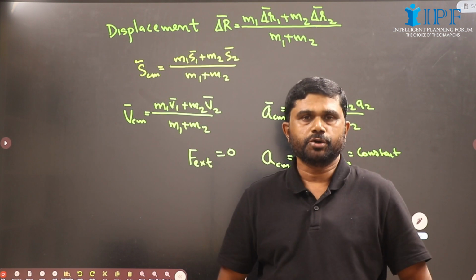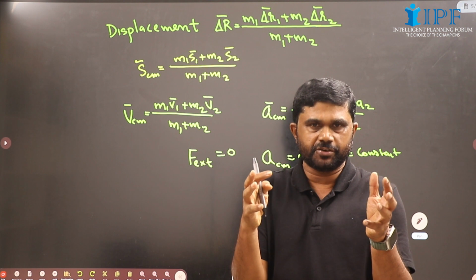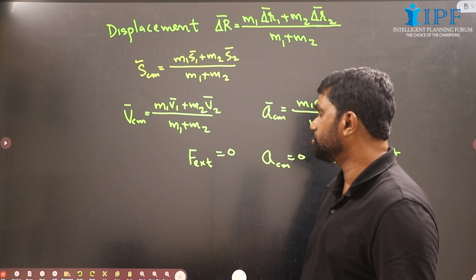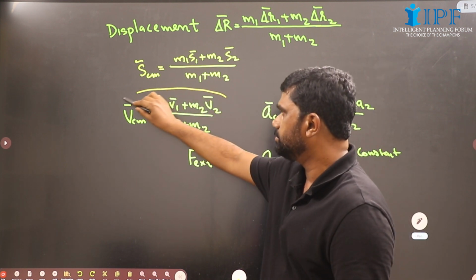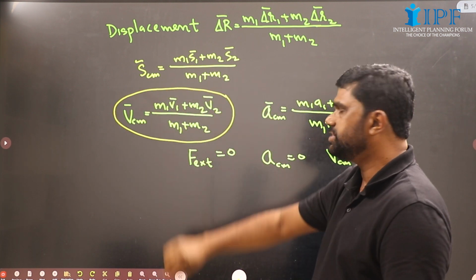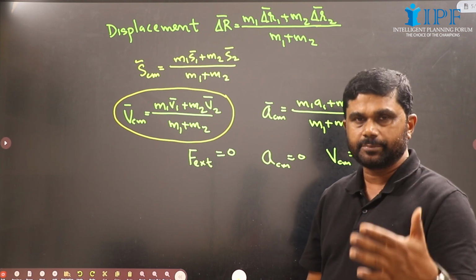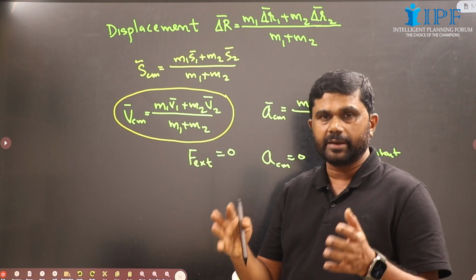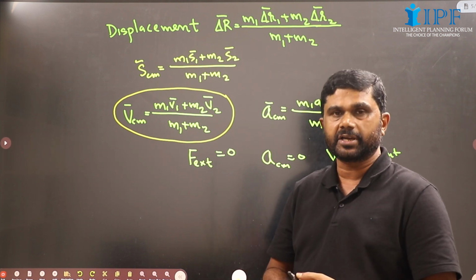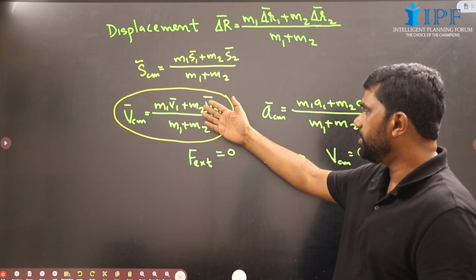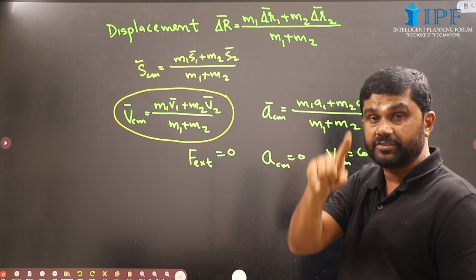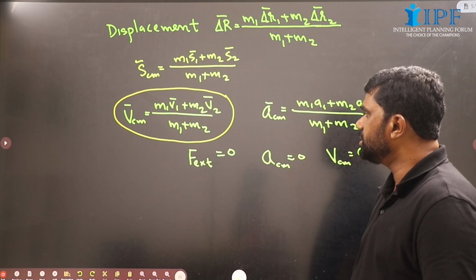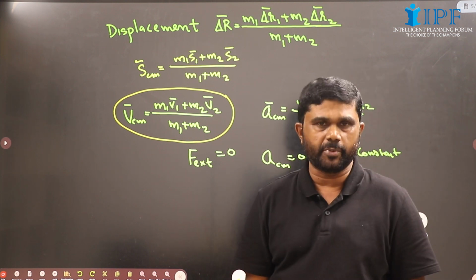Now see, we have the expression for the velocity of the center of mass of a two particle system. That is, velocity of the center of mass VCM equals m1 v1 plus m2 v2 divided by m1 plus m2. The same formula can be applied for any system with any number of particles. If there are 3 particles, you apply m1 v1 plus m2 v2 plus m3 v3 divided by m1 plus m2 plus m3. Now let us consider an example based on this formula.